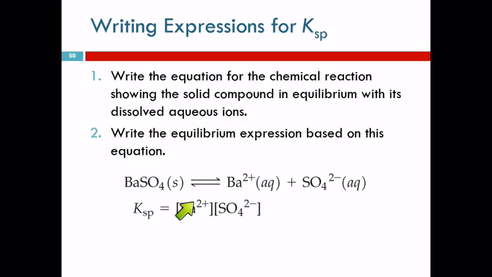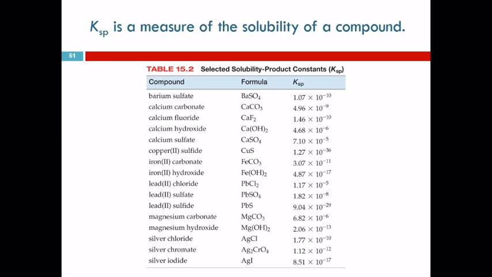It's the barium ion concentration times the sulfate ion concentration. Normally we would divide it by the reactant concentration, but it's a solid, and we leave solids out because they don't change. So that's the KSP expression for barium sulfate. These numbers have all been determined by experimentation.